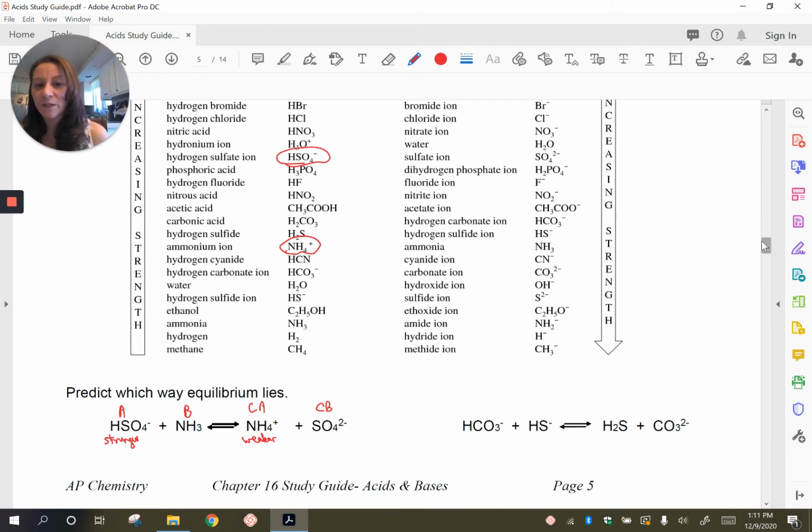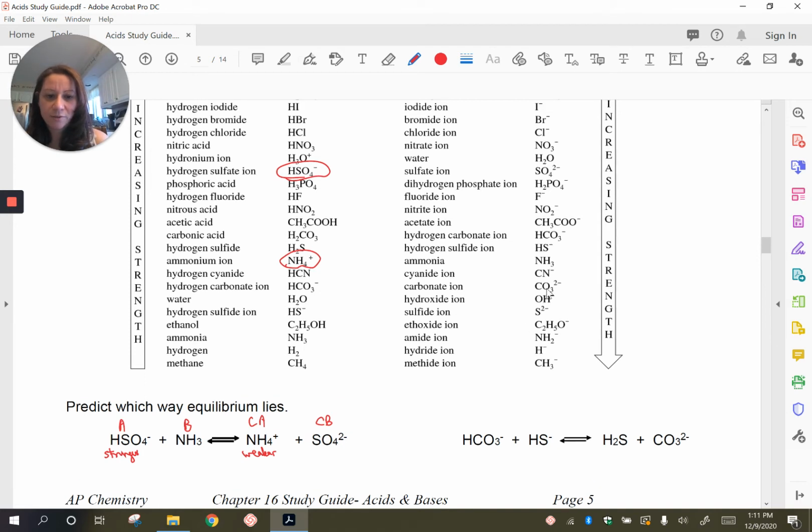You're going to do the same thing with the bases. So for the bases, we're looking for ammonia and SO4 2 minus. So ammonia is right here, and SO4 2 minus is right here. Which is the stronger base? Ammonia is the stronger base. And this is the weaker base. So you compare your two acids or your two bases and see which side is weaker, which side is stronger. The equilibrium will always lie towards the weaker side, so this lies to the right.